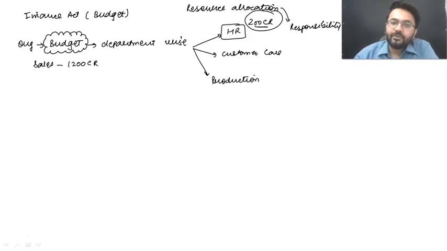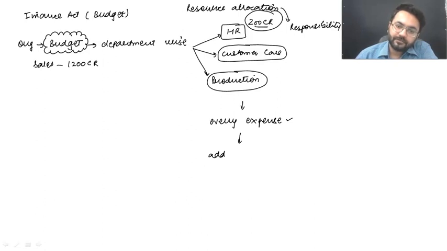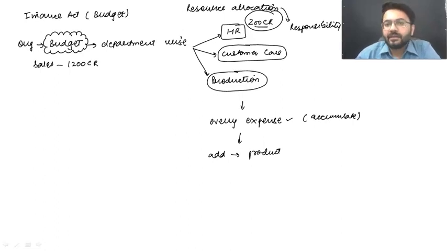After that, what we are going to divide, sir, is whatever expenses we have spent on a number of departments, like production and customer care. Every expense which is over there, we are going to add this to the product itself. At the end we are going to accumulate every expense and find out whether they have functioned within the respective budgets or not.